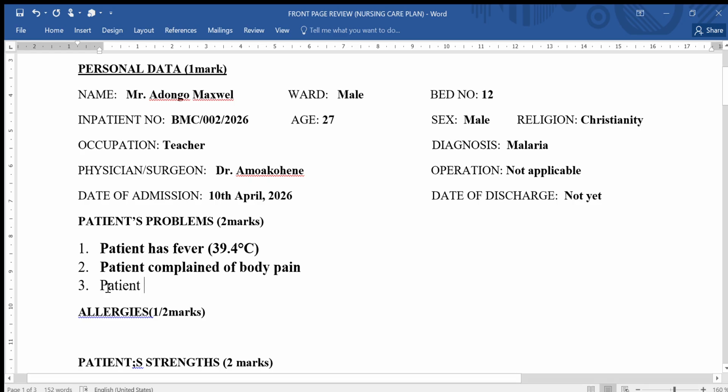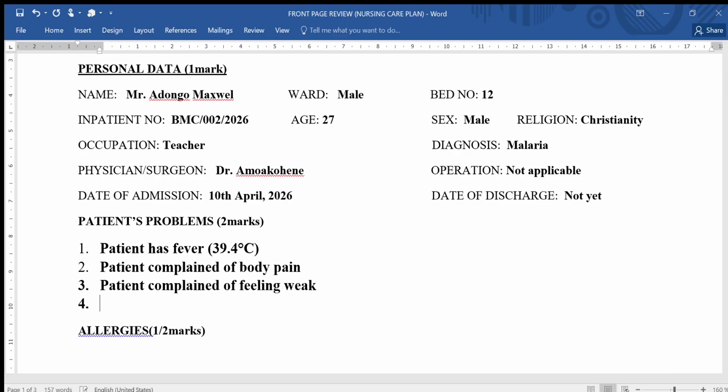patient complaint of feeling what? Weak. Let's put it like that. Complaints of feeling. He was feeling weak, right? Weak. So that's one of the patient complaints. I say let's always make it 4. So if you are stating 4, let's add one more to it.